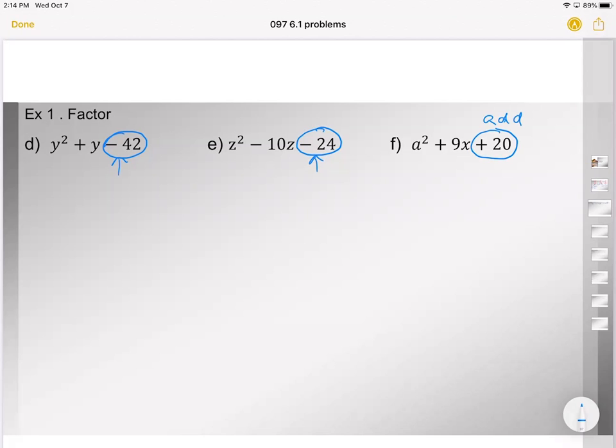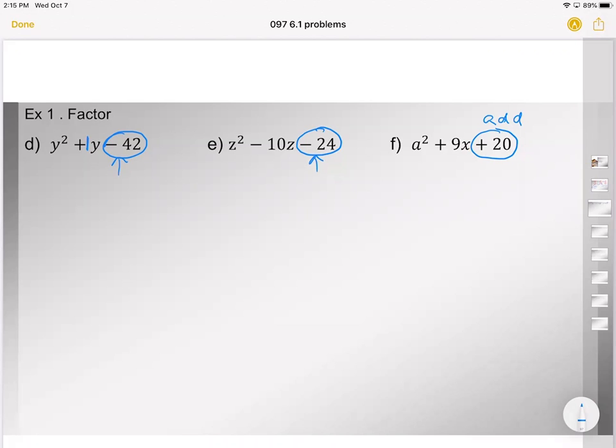Okay, so in D, a lot of students, when they come to see this problem, get a little bit confused about what numbers we're looking for. If you want to, remember that if there's no number in front of the Y, it's assumed to be 1. So it's 1Y. You can put the 1 there to tell you that we're looking for two numbers that multiply to give you 42, but subtract to give you 1.